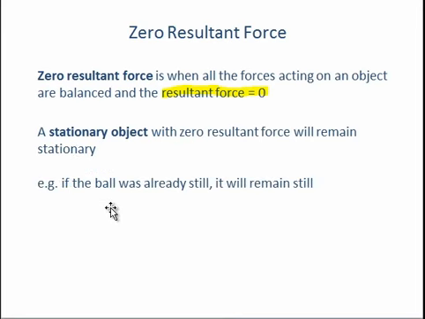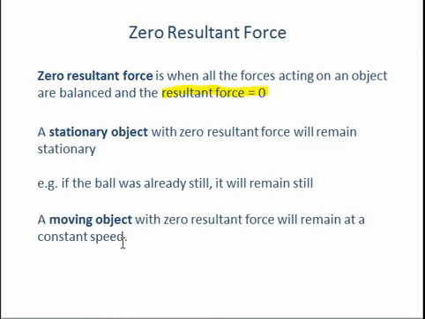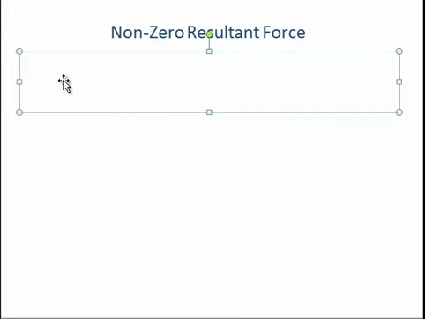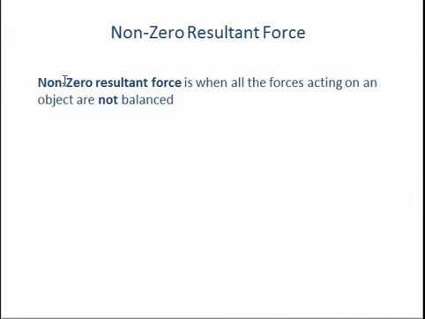And with a moving object, the resultant force, when it is 0, will mean that it will remain at a constant speed. So say the ball was already moving when all these forces became balanced, it would continue to move but at the same speed as before. Now we can talk about non-zero resultant force. And essentially, this is when all of the forces acting on the object are not balanced.